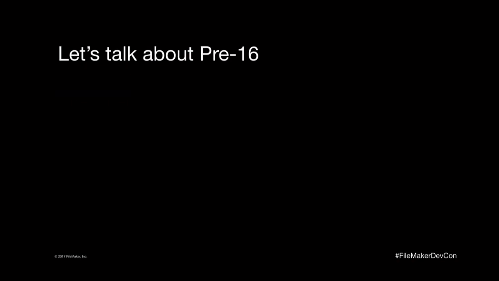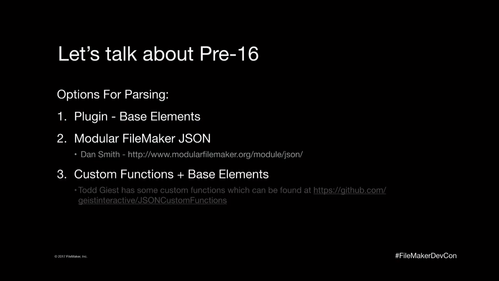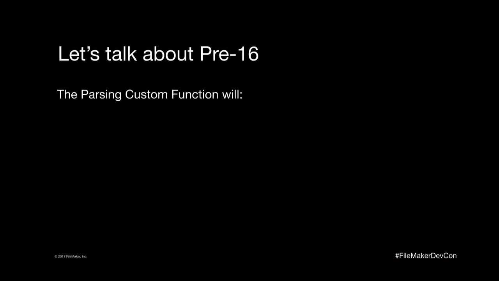In parsing JSON, we've got options for parsing. So first option is the plugin, BaseElements, a free plugin that comes with some JSON functions. There's Modular FileMaker. There's a JSON module in there that Dan Smith created, and you can check that out. You've also got custom functions with BaseElements. This is a really good one if you're doing anything pre-16, Todd Geist's custom functions with BaseElements, and it's very similar to the 16 functions. And then our custom functions that we have. So we've got a parsing custom function to look at.